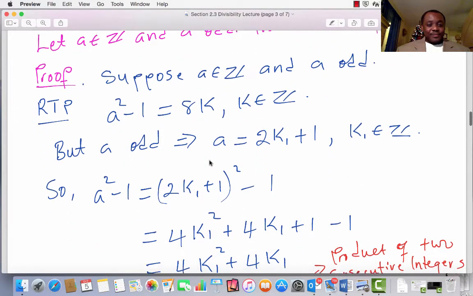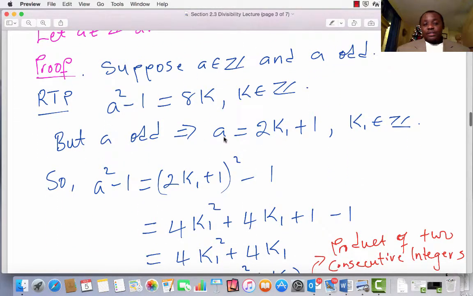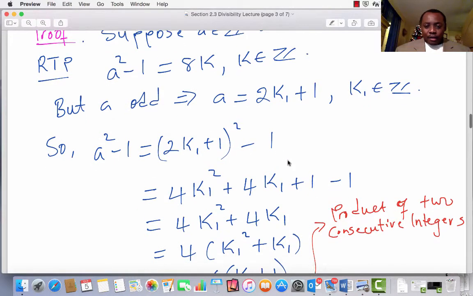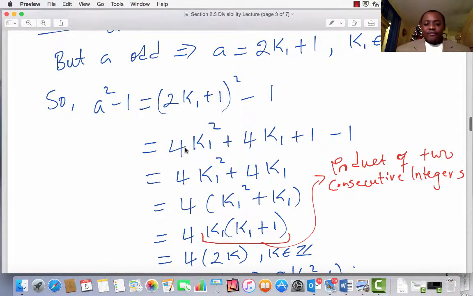Now, if A is odd, then A equals 2k1 plus 1, where k1 is an integer. So, A squared minus 1, I substitute my 2k1 plus 1. That gives me 2k1 plus 1 all squared minus 1. And I expand that to have 4k1 squared plus 4k1 plus 1 minus 1. And that gives me 4k1 squared plus 4k1. And I can factorize out my 4, and I'm left with k1 squared plus k1.